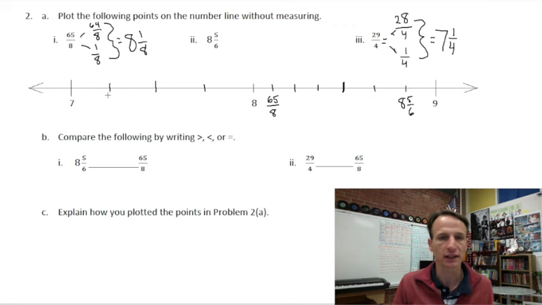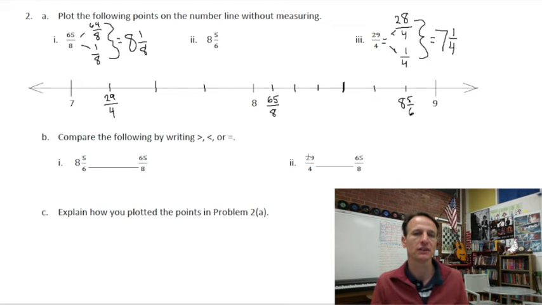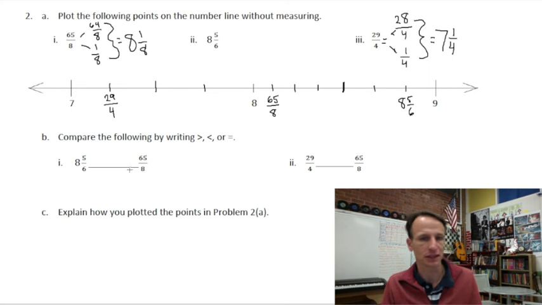But I'm going to write it again in a form that was given to me as 29/4 is right there. Beauteous. Now the comparing is easy, okay? So 8 and 5/6, we're comparing to 65/8.